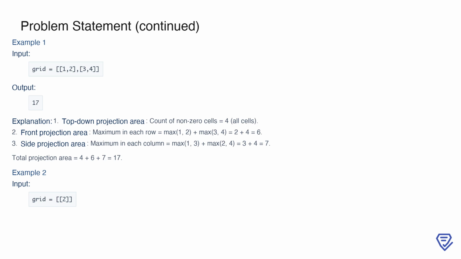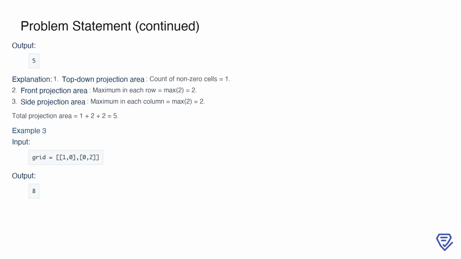For the side projection area, we look at the columns. The maximum of the first column is max(1, 3) equals 3, and the maximum of the second column is max(2, 4) equals 4, giving a side projection area of 3 plus 4 equals 7. Adding these together, the total projection area is 4 plus 6 plus 7 equals 17.